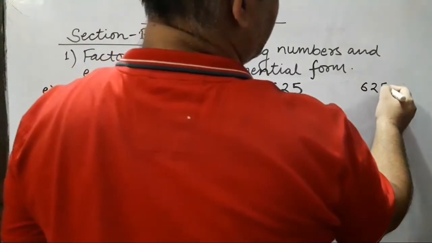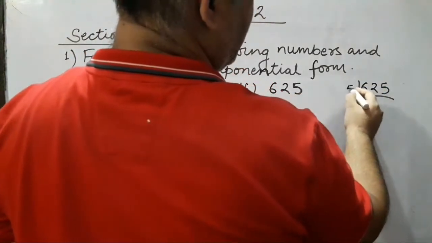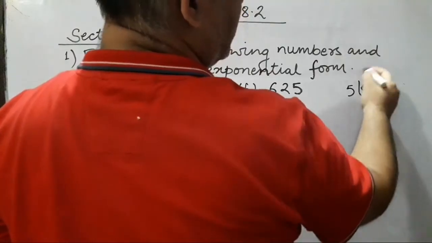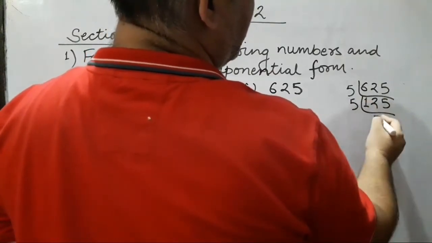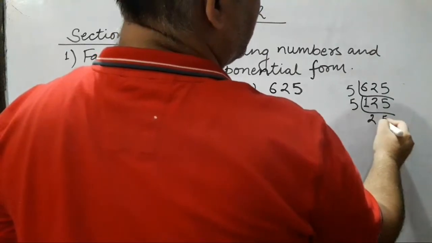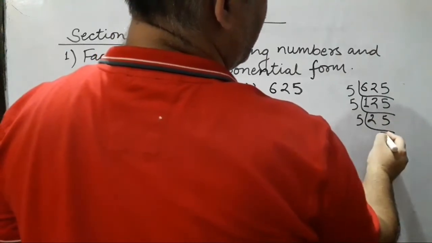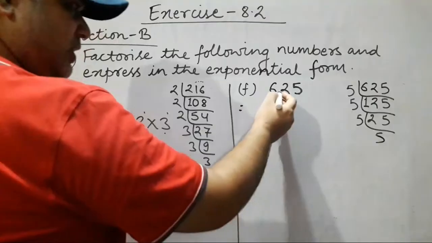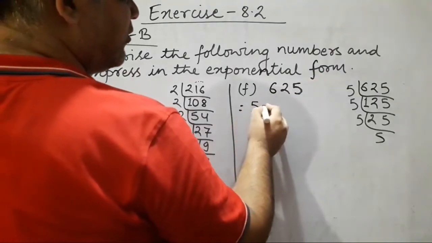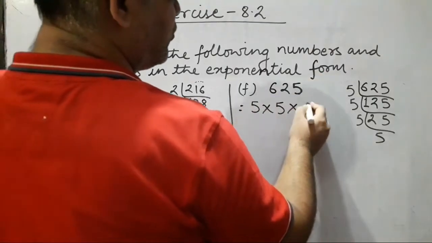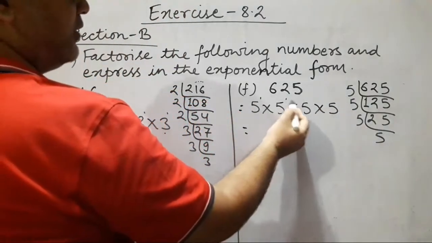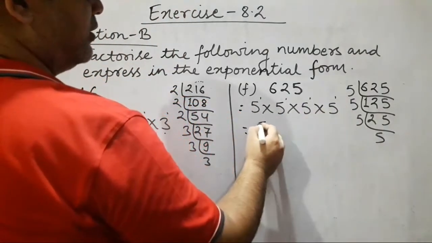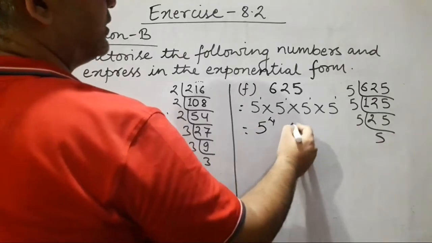Let's factorize. 5 1 is 5, carry 1, 5 2 is 10, 5 5 is 25. 5 2 is 10, 5 5 is 25, 5 5 is 25. So 625 can be written as 5 into 5 into 5 into 5. The power is 1, so it is 5 power 4. This is our answer.